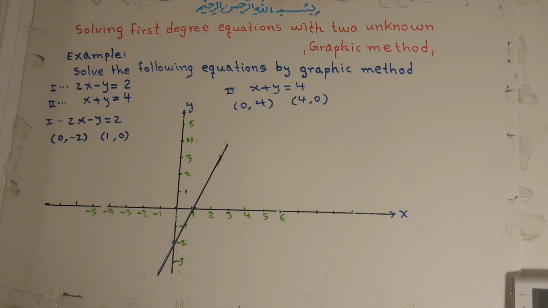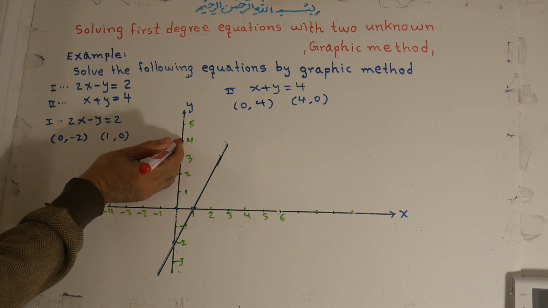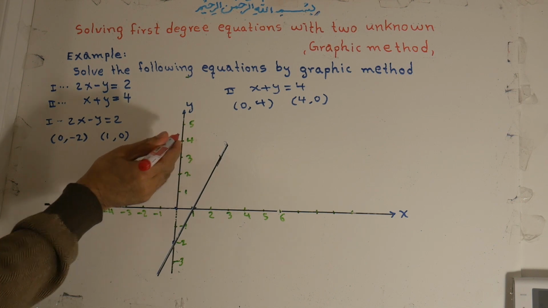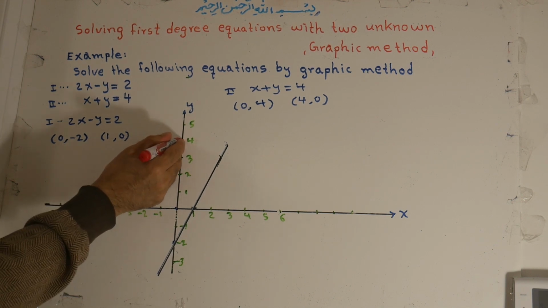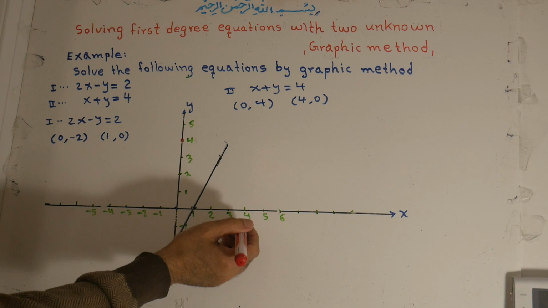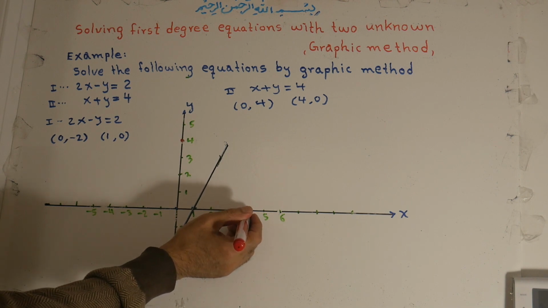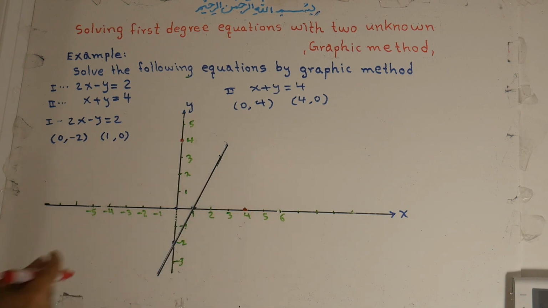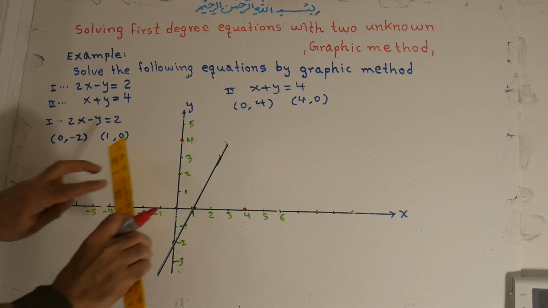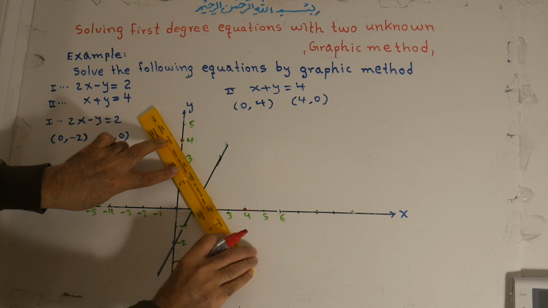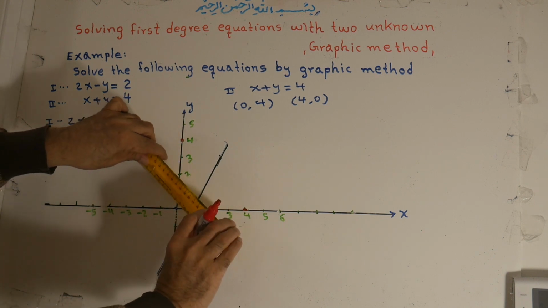Now for the second equation, x 0, y is positive 4 here, and y 0, x is equal to positive 4. Now, what we do, we connect these two points, x positive 4 and y positive 4, to each other.